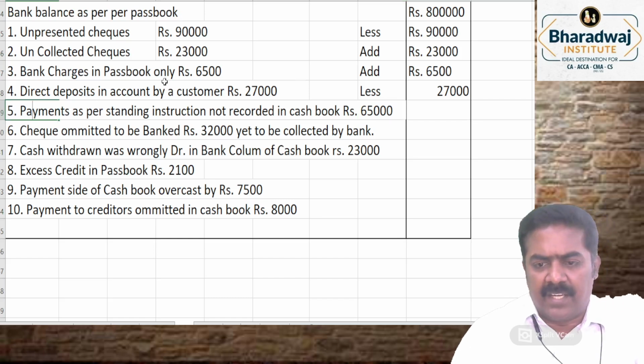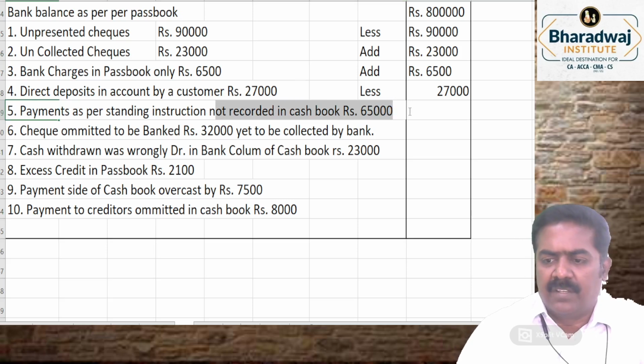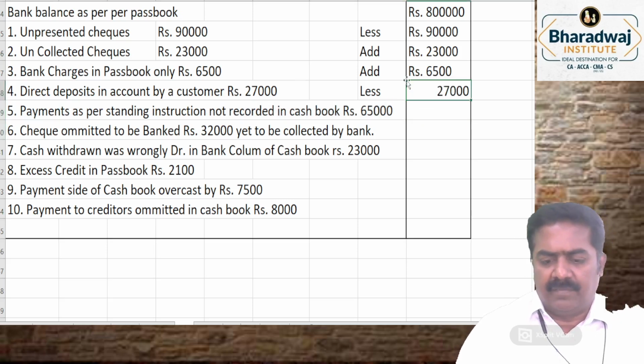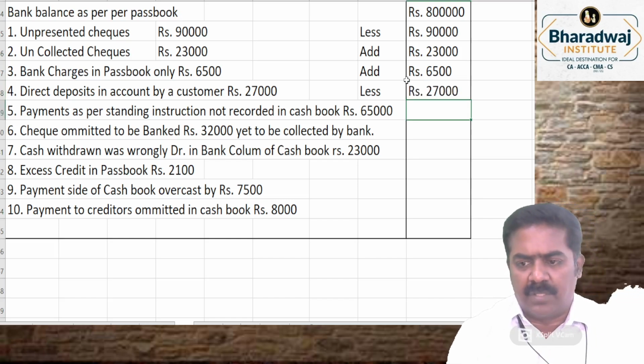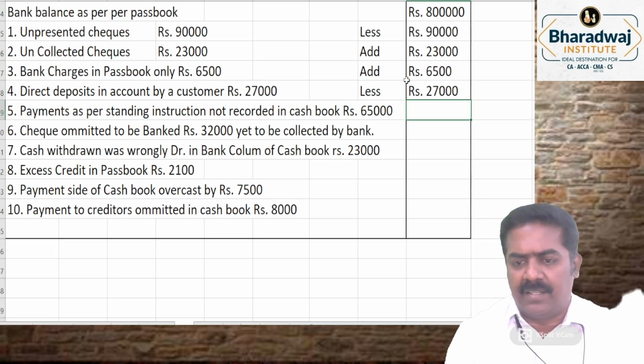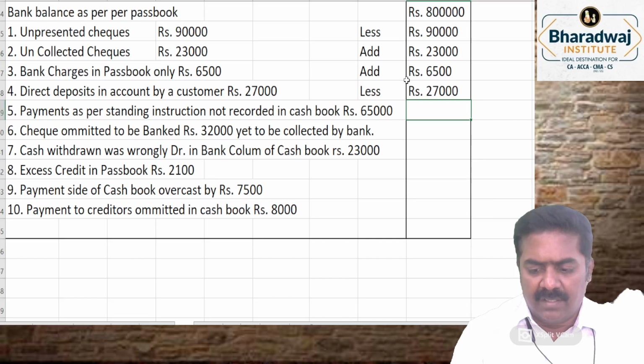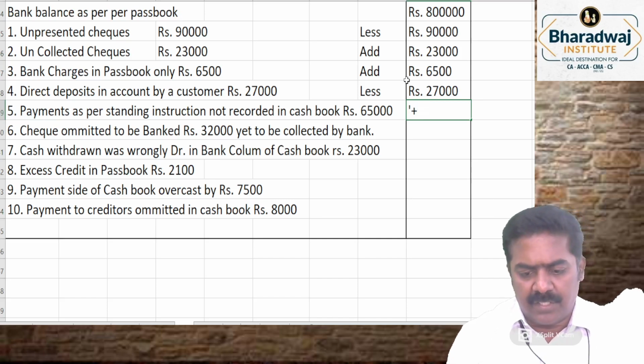Payment as per standing instruction not recorded in cash book. We deducted 65,000, but customer has not deducted this. So என்ன பண்ணுங்க? Add how much? 65,000.